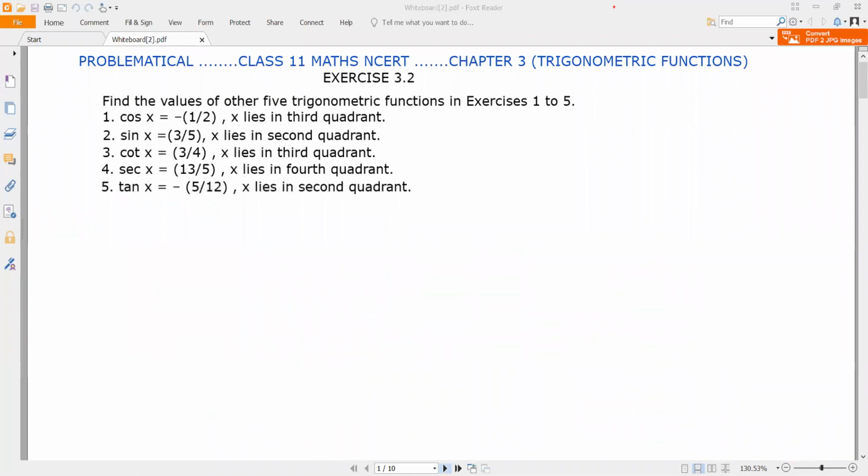Next, tan x. Now tan x value is minus 5 upon 12, and x lies in the second quadrant. In the second quadrant, sin and cosec are positive, and all the other remaining trigonometric functions are negative. So, tan x is equal to minus 5 upon 12, which gives cot x as minus 12 upon 5, because cot x is 1 upon tan x.